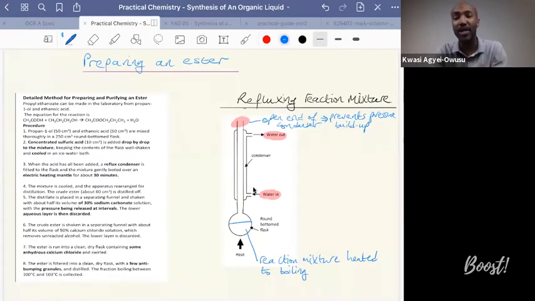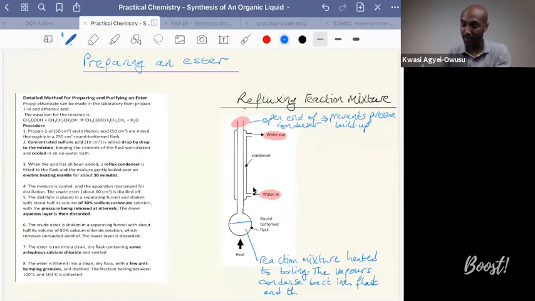Okay, so you're going to heat it to boiling, and there's no need to have a thermometer present because we're not interested in the boiling point of the mixture. We just want it to boil. We want the vapors to rise into the condenser and be condensed back into our reaction flask. And so the reaction mixture is heated to boiling. The vapors condense back into flask. And then boil again. Okay, so you're going to do this repeatedly until all of your reactant has reacted.